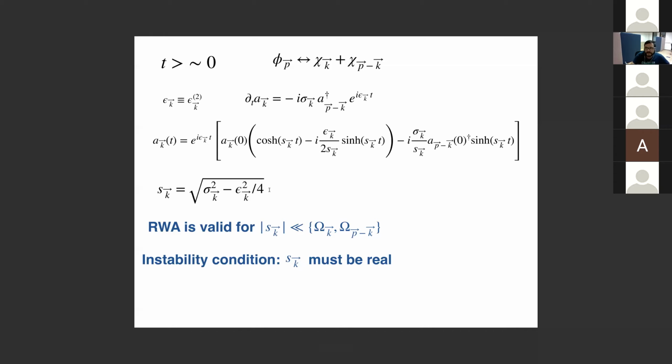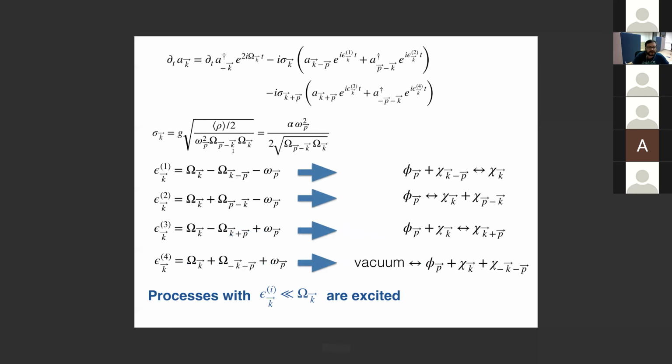Wait a second. What is sigma k and ck here? Yeah, it was defined before here. Yeah, here. This is sigma.